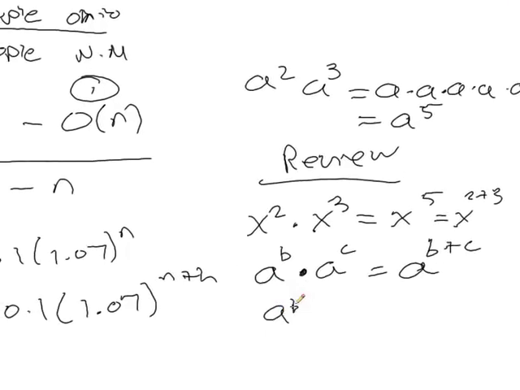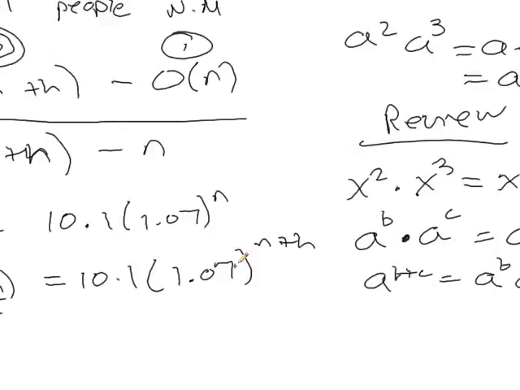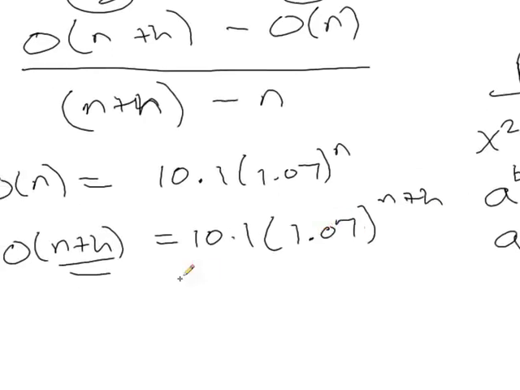Now similarly, I can go backwards. If I have a to the b plus c, then there's no reason why I shouldn't be able to split it back apart if I want to. I put it together, I want to be able to take it apart. So here we have that same setup. We have something raised to something plus something.